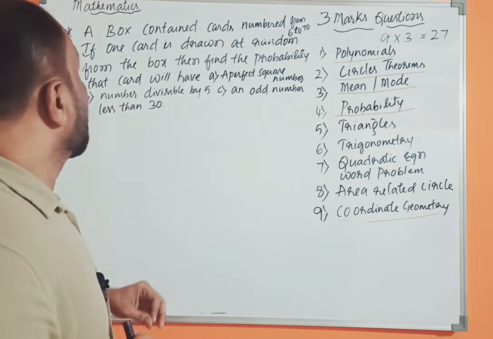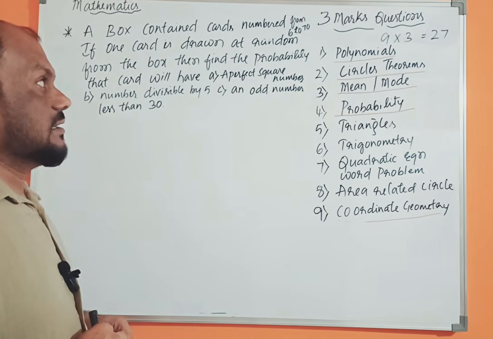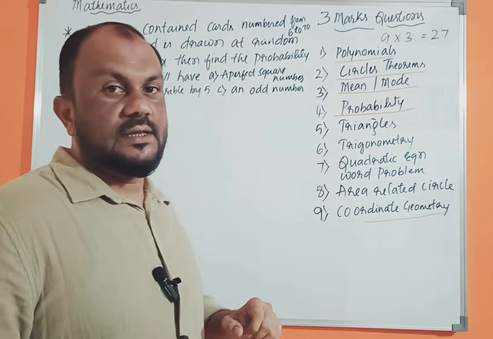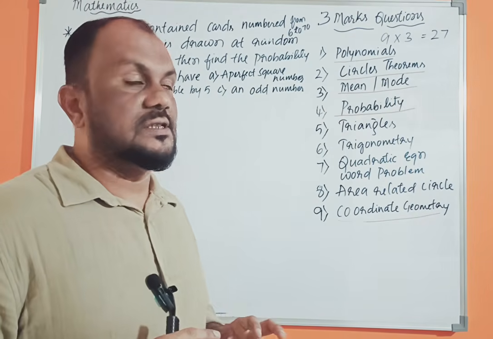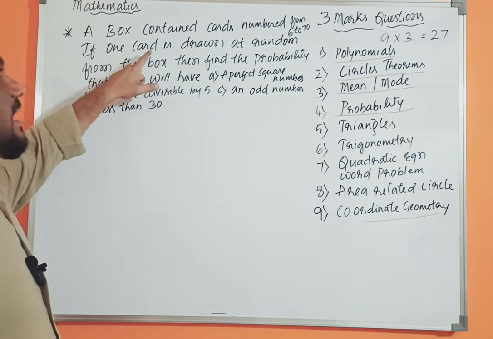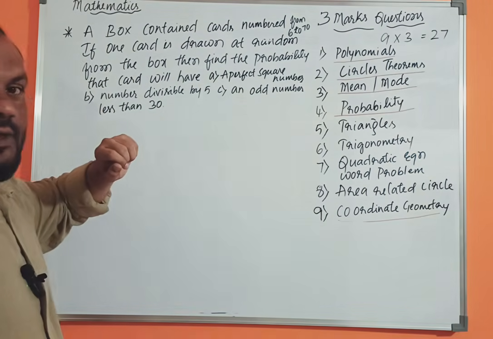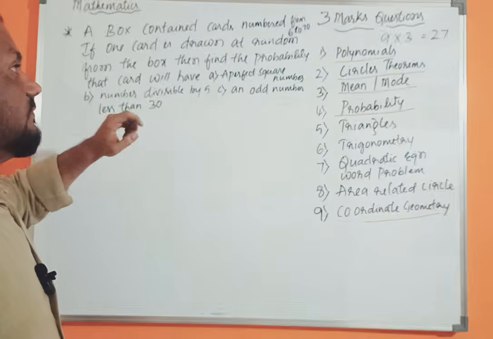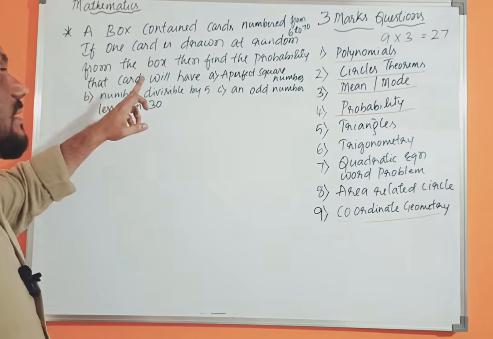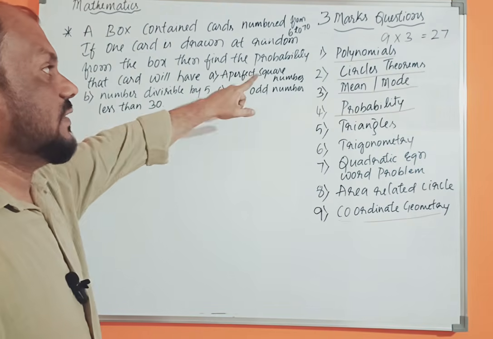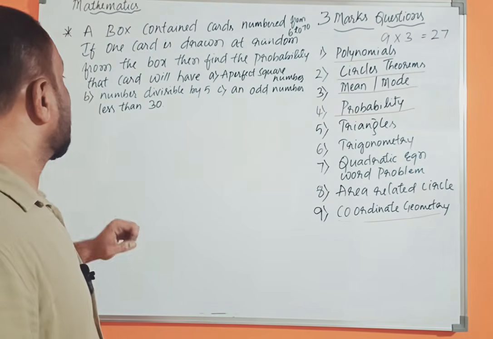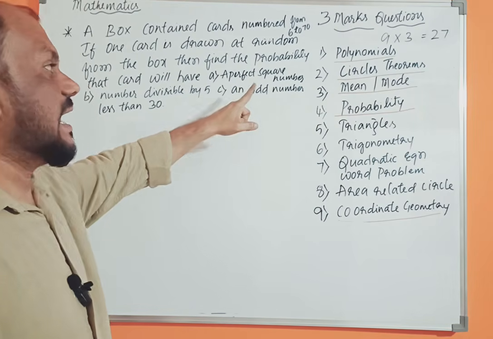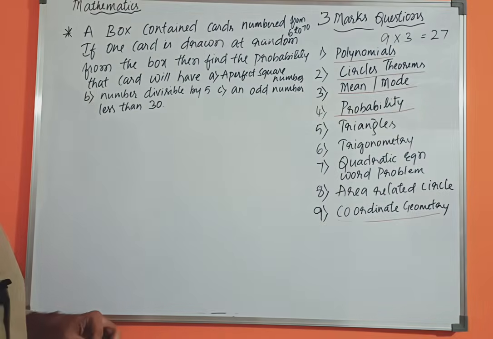The sum is given. A box contains cards numbered from 6 to 70. If one card is drawn at random, that is, if you take one card from the box, then find the probability that the card will have: first, a perfect square number; second, a number divisible by 5; and third, an odd number less than 30.